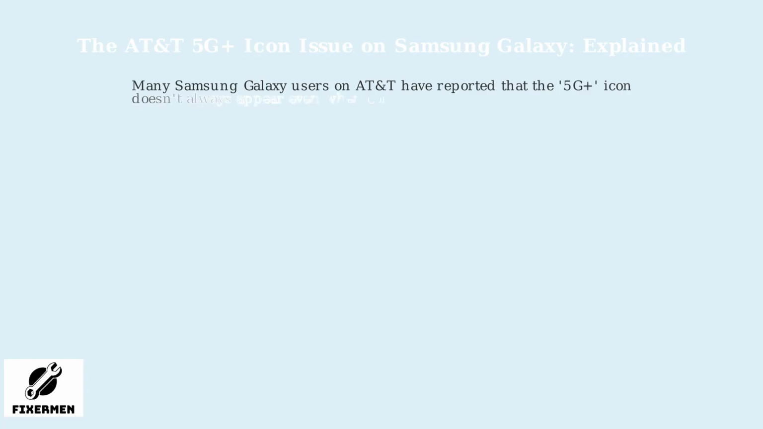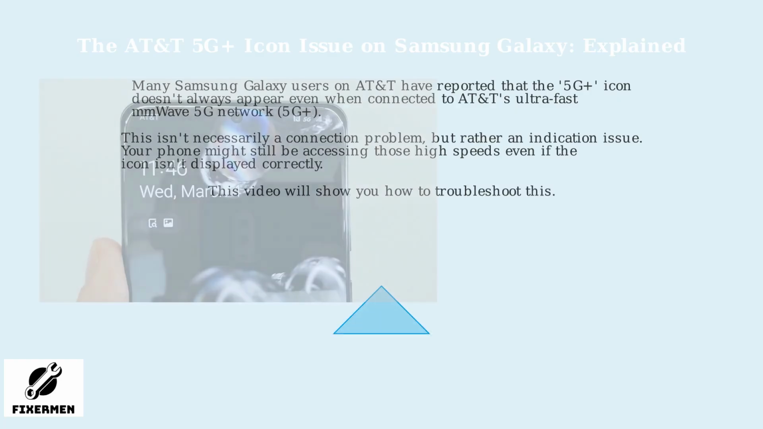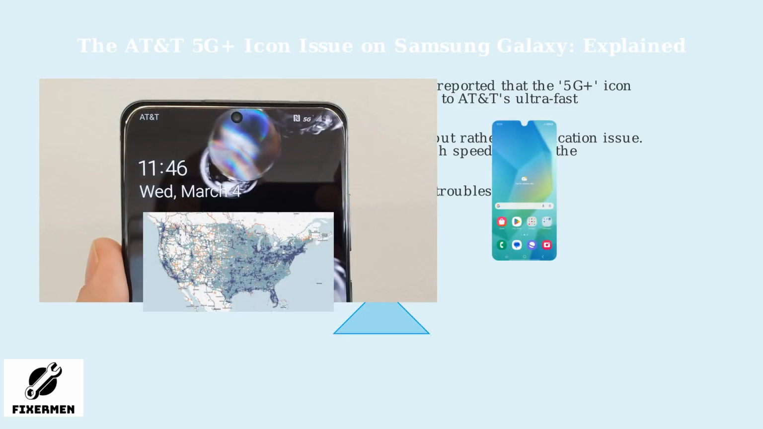Many Samsung Galaxy users on AT&T have reported that the 5G Plus icon doesn't always appear even when connected to AT&T's ultra-fast mmWave 5G network. This isn't necessarily a connection problem, but rather an indication issue. Your phone might still be accessing those high speeds even if the icon isn't displayed correctly. This video will show you how to troubleshoot this.